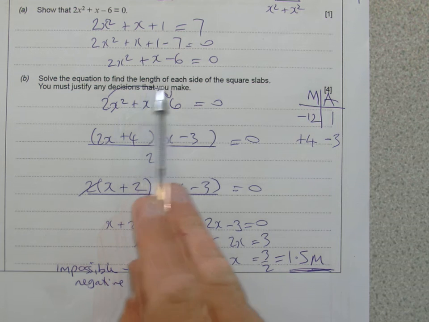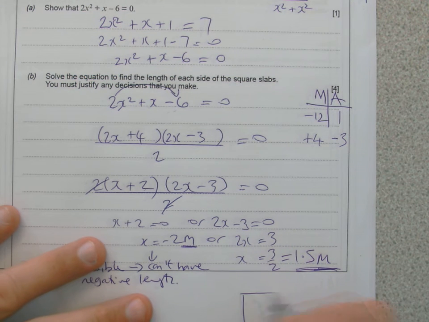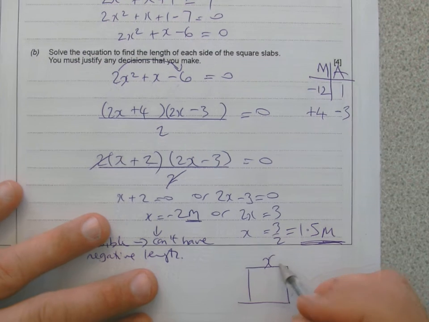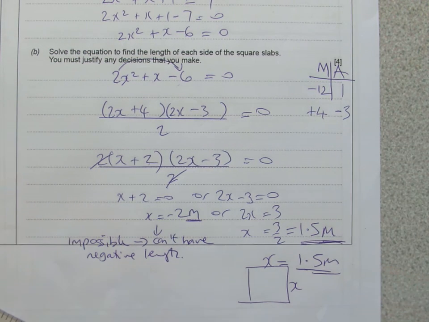And it says then to find the length of each side of the square slabs. Well, the square slabs, if you remember, I'll just draw this roughly here, the square slabs were just x by x, weren't they? So the length will be x, which is 1.5, which is what we've got here. But of course you're justifying, as it says there, you're saying that this doesn't make sense, you can't have a minus length. So you're giving a good reason why this is the actual answer.